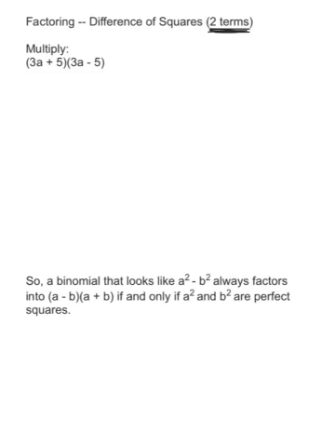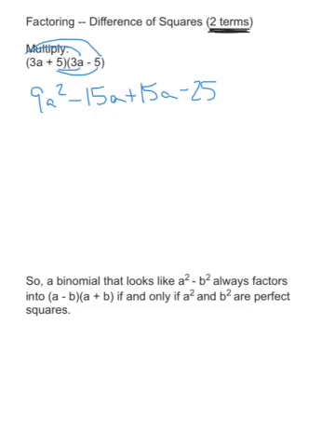So we're going to distribute this 3a to the 3a and to the negative 5. So 3a times 3a is 9a squared. 3a times negative 5 is negative 15a. Then we're going to distribute the 5 to both. So 5 times 3a is positive 15a, and 5 times negative 5 is negative 25.